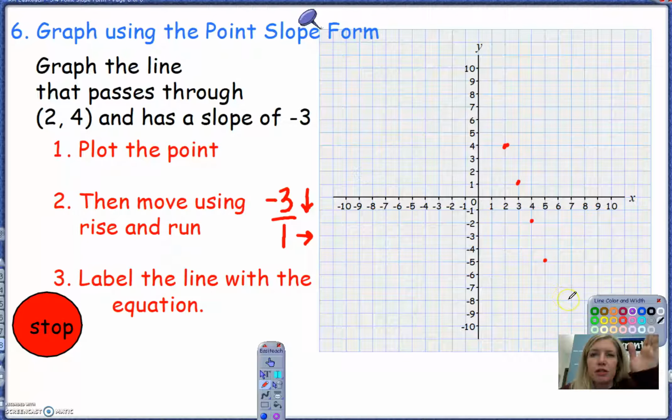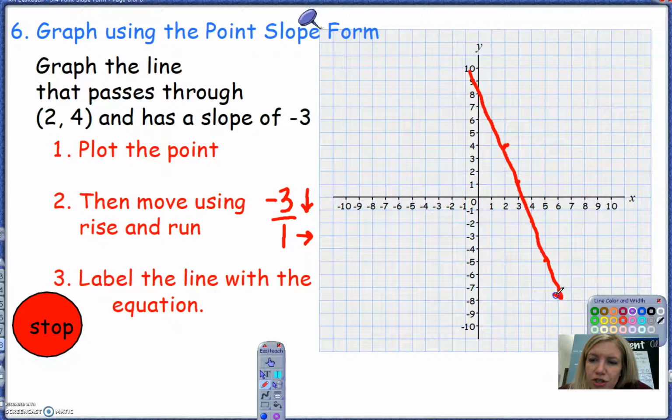The more points you make, the straighter your line can be, and then you're going to connect them. I'm going to try to connect them with a line here. All right, so let's see if I can do it. Your line should be much straighter than mine. It's hard to draw it on a computer. Make sure you put arrows. Make sure you also label your line with the equation.